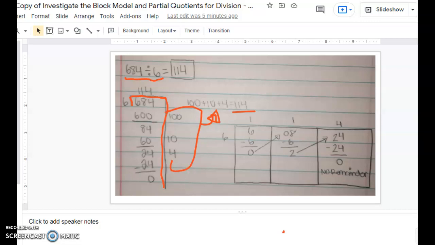So we have to take that over knowing in our heads that we're converting it and unbundling that to give us 20. So we add 20 to our 4, giving us 24. 6 goes into 24 4 times, giving us no remainder. So here is our total with hundreds, tens, and ones.